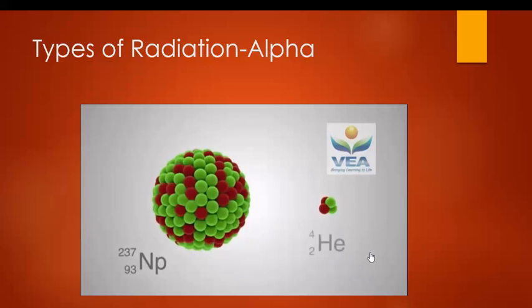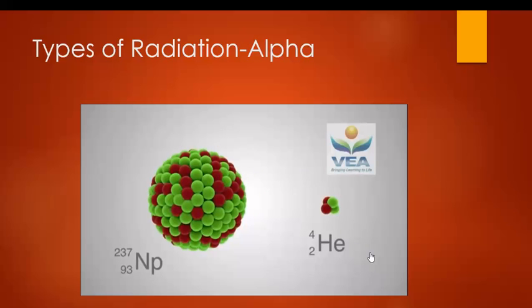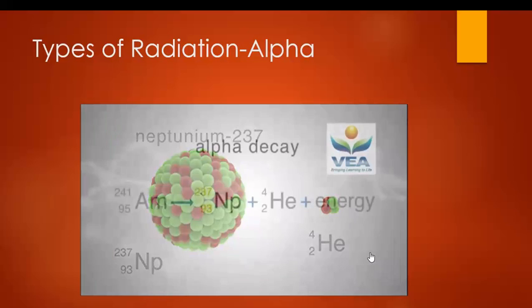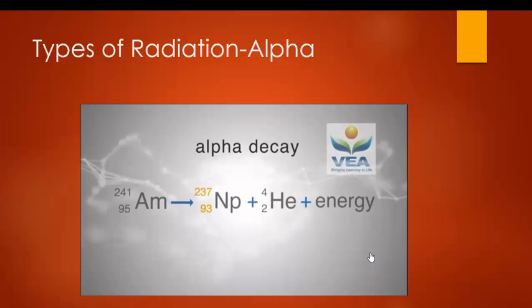When an americium atom decays by ejecting an alpha particle, the remaining nucleus has only 93 protons. This is a new element called neptunium-237. The decay equation looks like this. Neptunium-237 has 2 fewer protons, 2 fewer neutrons, and 4 fewer nucleons overall.